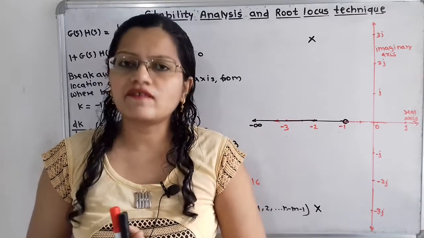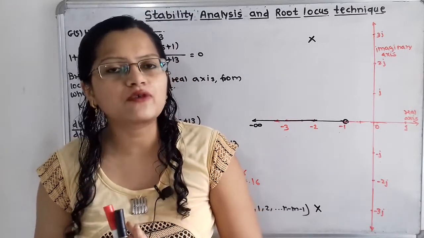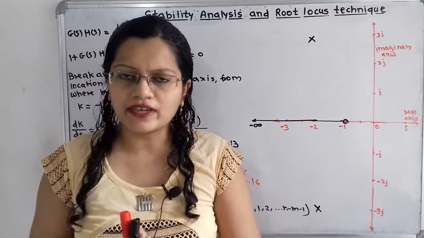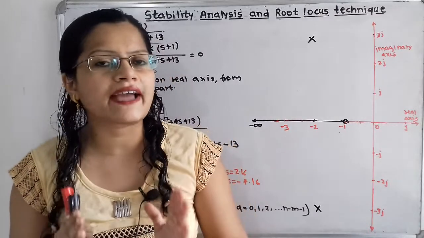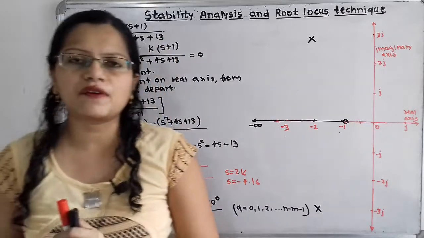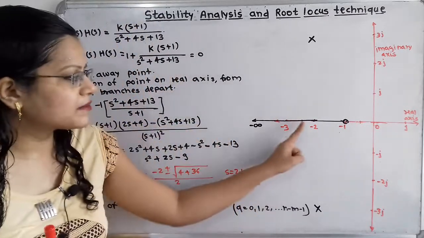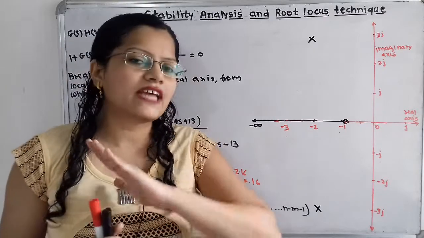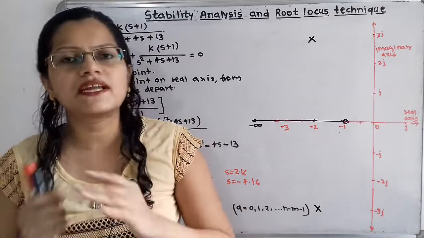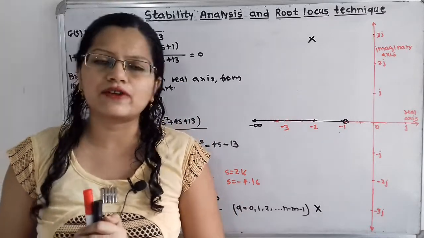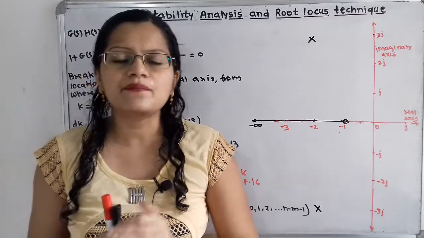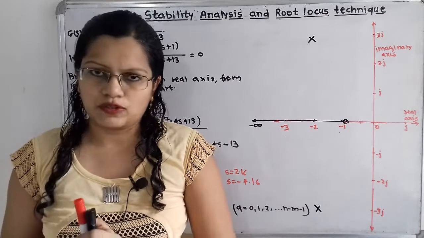Now the main important question is when we have to calculate the angle of asymptote, when we have to calculate the breakaway point, and when we have to calculate the angle of departure. Now we know that for this given open loop transfer function, one branch will terminate to 0 and the other branch will terminate to infinity. So whenever there is a branch that terminates to infinity, we have to calculate the angle of asymptote, because the branches that terminate to infinity move along the asymptote.